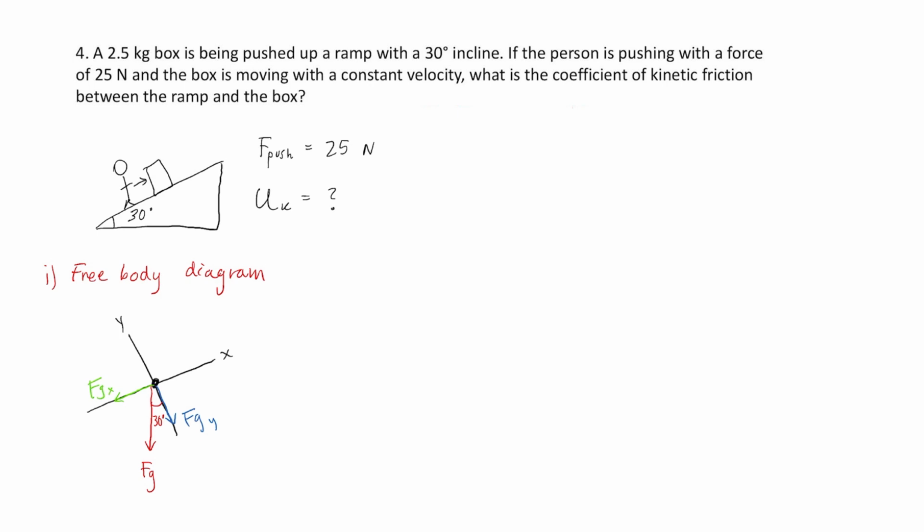Now that we figured out the force of gravity, let's draw our other forces. So we have the pushing force, the normal force, which always has to be perpendicular to the surface, and we have the kinetic friction. Now that our free body diagram is complete, let's move on to our Fnet equations. And now we have forces acting along both the x and the y-axis. So we need to use an Fnet x equation, which would be the sum of all the forces along the x-axis. So we have Fnet x is equal to the pushing force minus the x component of the force of gravity minus the kinetic friction.